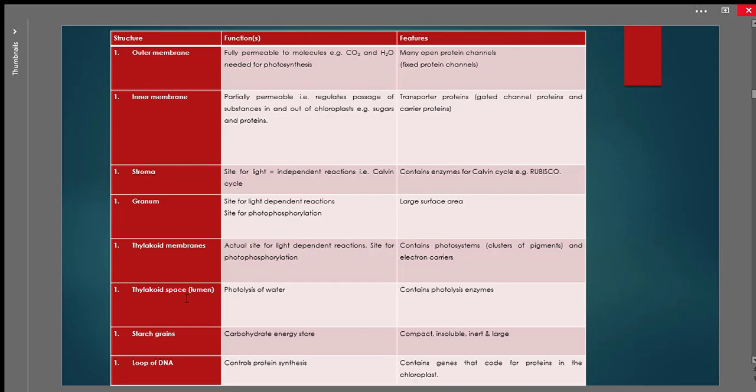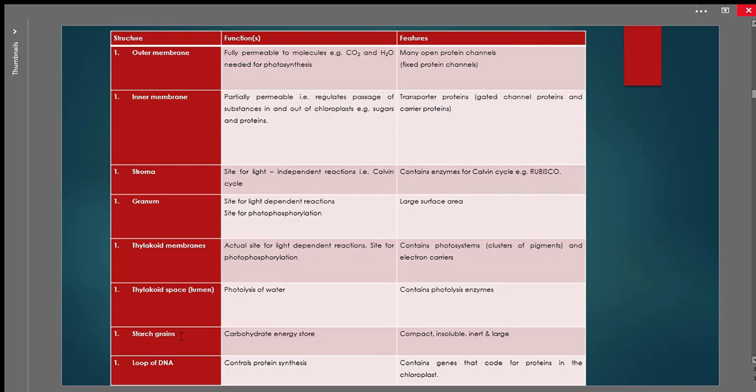We have the thylakoid space or lumen. This is where the breakdown or splitting of water molecules takes place, that is, the bonds between hydrogen and oxygen are broken, and this is what we refer to as the photolysis of water. This space contains the enzymes for splitting those water molecules, and this generates the hydrogen ions that are picked up by the nicotinamide adenine dinucleotide phosphate, that is NADP, to form reduced NADP.